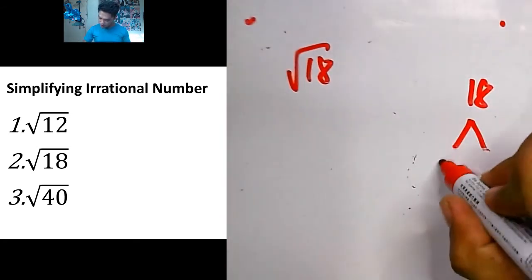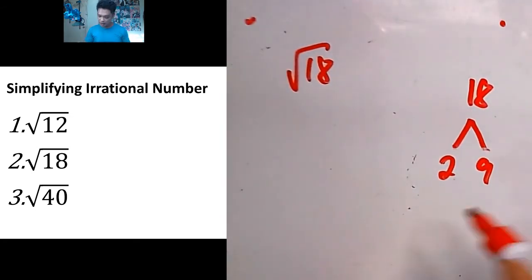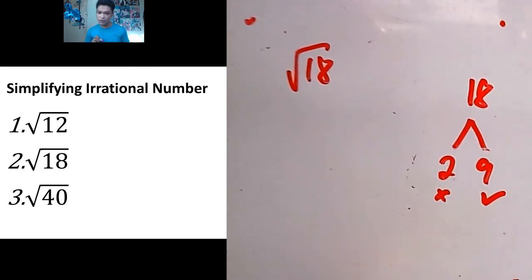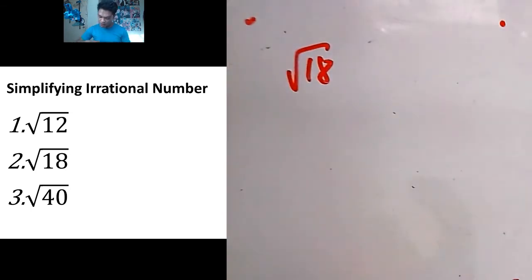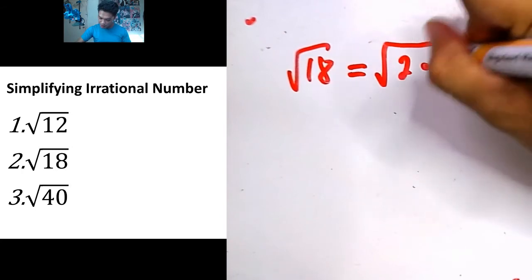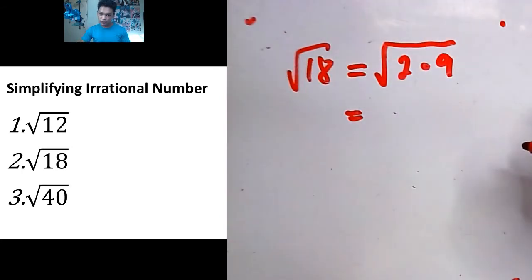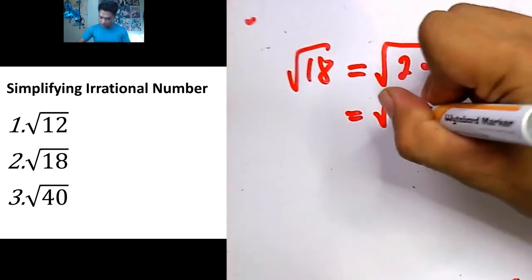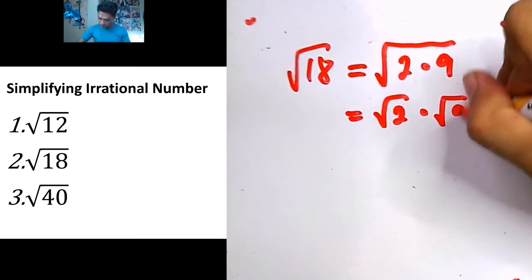Instead, we could use 2 and 9. 9 is a perfect square. 2 is not. At least one of the factors is a perfect square. So, therefore, we are going to use 2 and 9. So, 18 should be 2 times 9. Square root of 2 times 9. Separate square root of 2 times square root of 9.